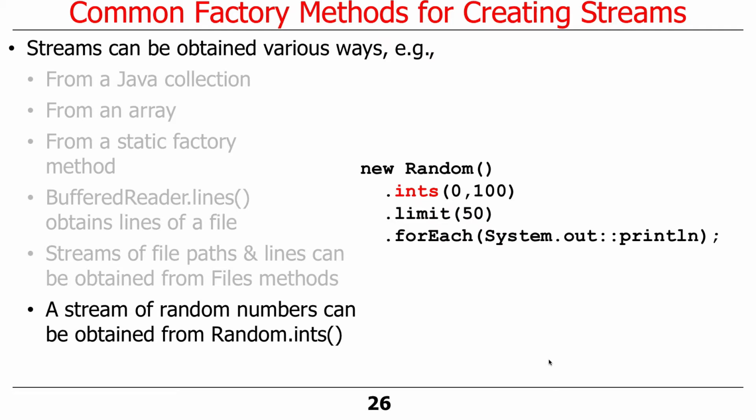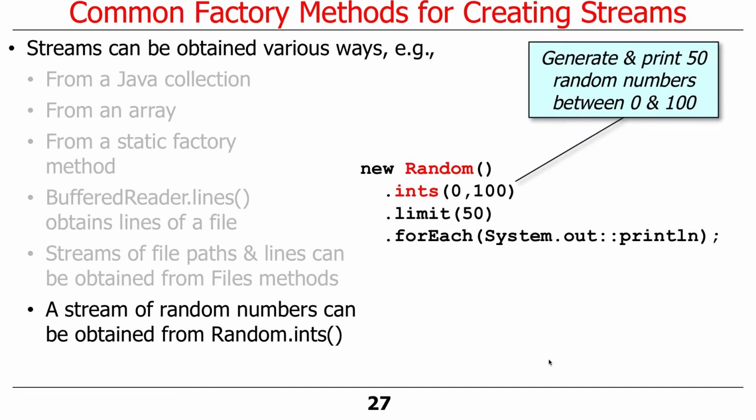Here's another interesting use case. There's a method on the random number class. There's a class called Random. Surprise, surprise. And you could say random.ints, and this will generate a stream of random integers between 0 and 100. And then we limit ourselves to the first 50 random integers between 0 and 100. So that's basically how you can generate a stream of random numbers within a certain range and print them out.